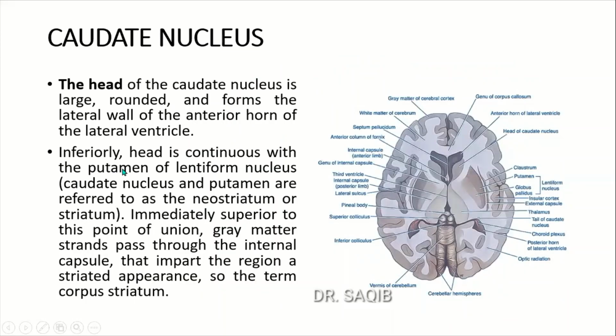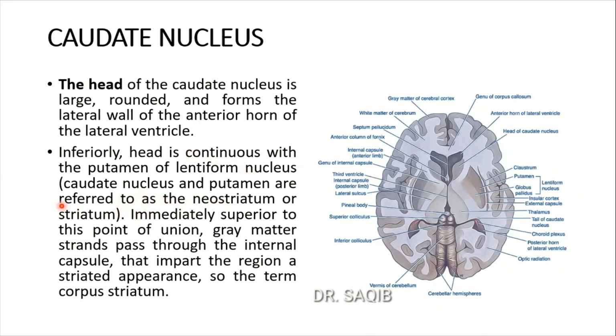Inferiorly, head is continuous with the putamen of the lentiform nucleus. This is the putamen, right? Let me catch the laser again. This is the putamen, and this is the internal capsule, and this is the head of the caudate nucleus. It is continuous with this putamen of the lentiform nucleus. This is the head of the caudate nucleus.